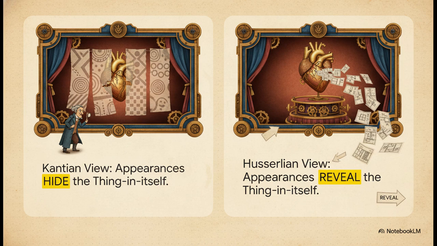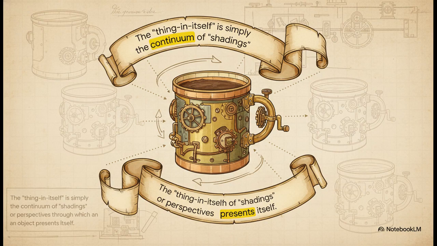For Kant, the phenomenon, the appearance, is a barrier. It's a veil that actually conceals true reality from us. But for Husserl, the appearance is the exact opposite. It's the very medium through which the object gives itself, through which it reveals itself to us, piece by piece, perspective by perspective.